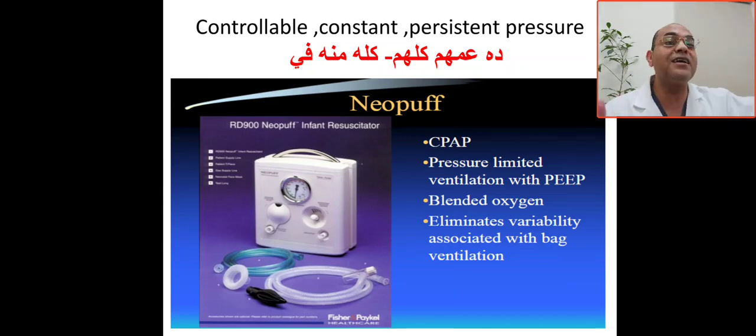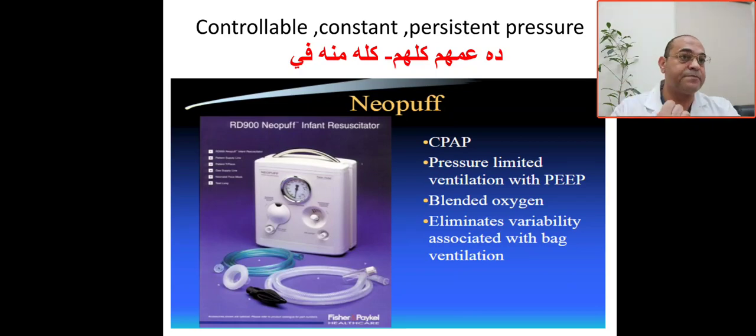So it will eliminate the variability of bag ventilation by controlling the pressure and the PEEP to prevent barotrauma. And can you adjust the PEEP? You can put it from 5 to 8, you have the range, to keep the lung or the alveoli open and prevent atelectatic trauma. This is the benefit of the Neopuff. It will eliminate all of the variability associated with bag-mask ventilation.